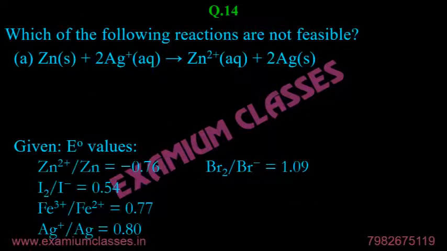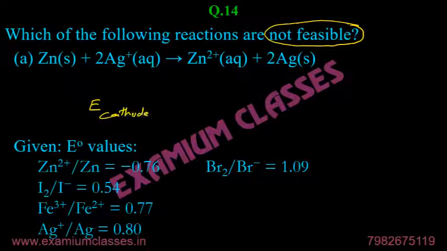Next question. Which of the following reactions are not feasible? Again, the same question. The first one, whether the reaction will proceed or not. So first you need to find out which one is the oxidation, which one is the reduction. So first find reduction. Why? Because we have to calculate E cathode minus E anode. And E cathode means reduction, E anode means oxidation. So first find, in all such questions, first find E cathode.